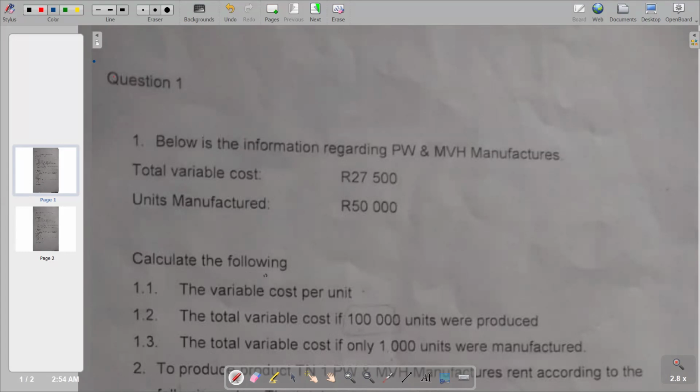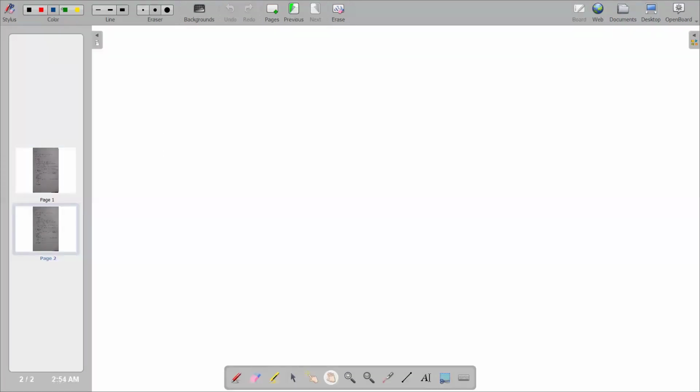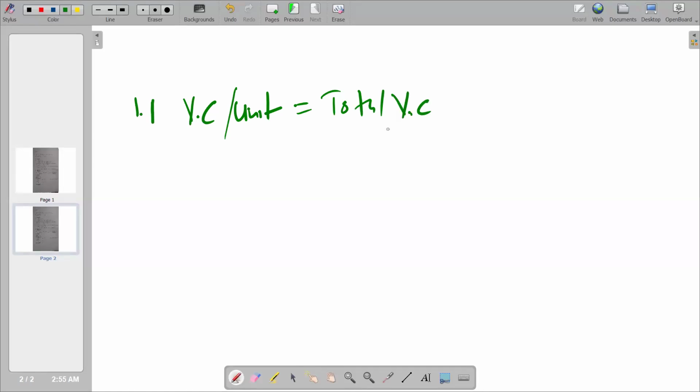For the first part, 1.1, it reads the variable cost per unit. We need to put out the formula first, whereby we are calculating the variable costs per unit, which is equal to total variable costs, and then we divide by the number of units.